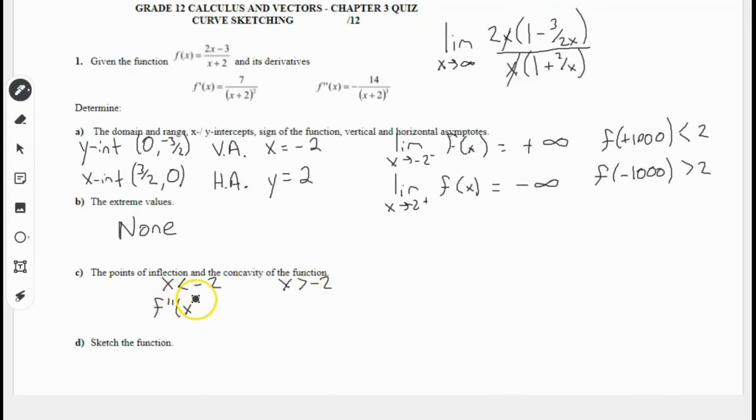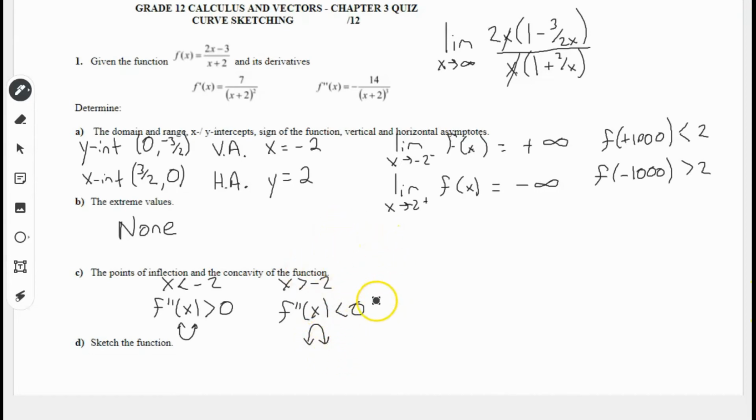So our second derivative function, when x is less than -2, just take any value you want that's less than -2, and you get a positive value for your second derivative function. So that means we are concave up at this point. If you take a number greater than -2, test that inside of your second derivative function, and you get something that is less than 0. So therefore, we are concave down.